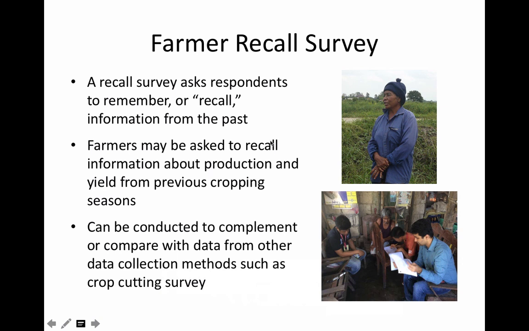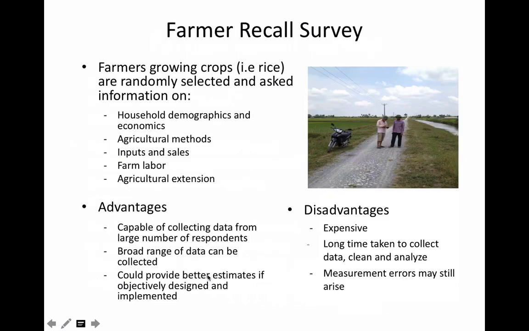Farmer recall is different. It asks the respondents, the farmers themselves, to remember or to recall information from the past. So farmers may be asked to recall information about production and yield from the previous cropping seasons. They can also get other data in these sorts of surveys and compare that with other data collection methods such as the crop cutting survey. So for example, in a farmer recall survey, farmers may be asked information about the household demographics and economics, about the methods that they used to grow their rice, about the inputs and the sales of those products, about the labor they use, and about agricultural extension.